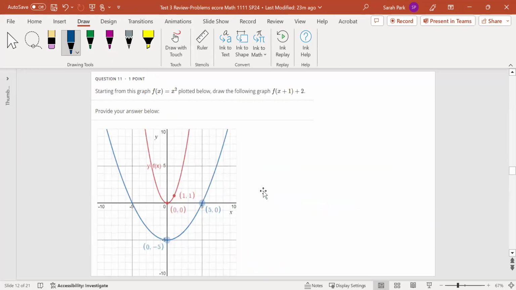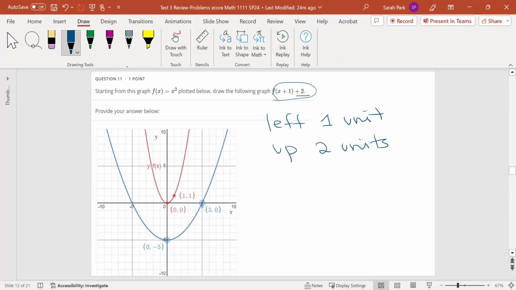Okay, number 11, similar idea, but this time it wants us to graph. I can't physically play around with this graphing tool because this is a copied image. But how I would approach this is I would take each of these points and then follow what the transformations are. So f of x plus 1 tells me that it's going to go the opposite way, left 1 unit. And then the +2 tells me that it's going to go up 2 units.